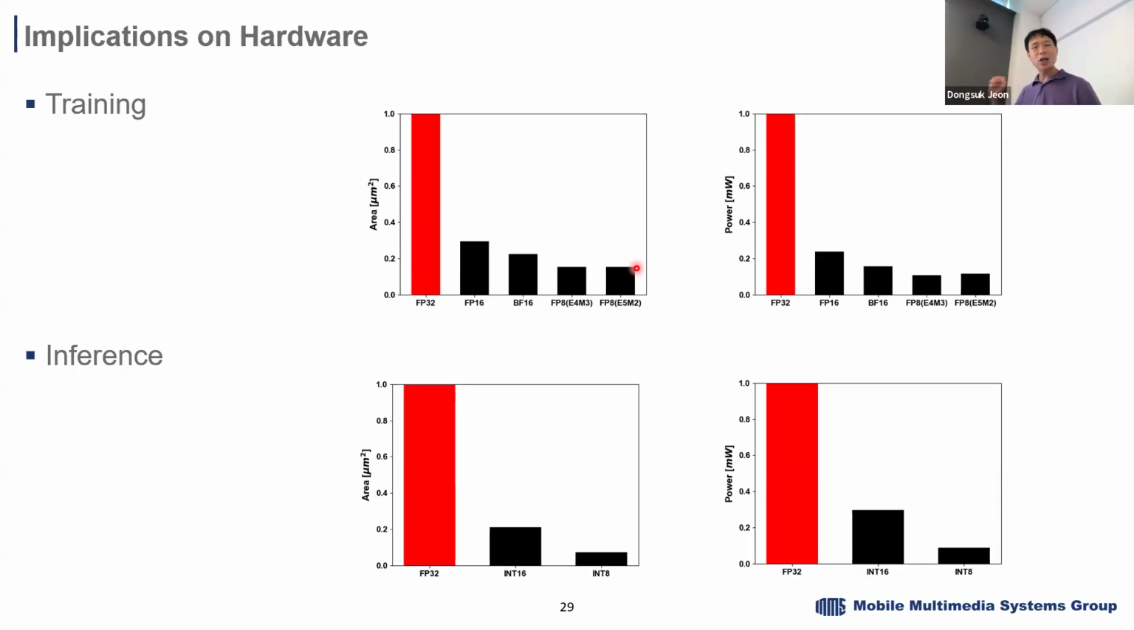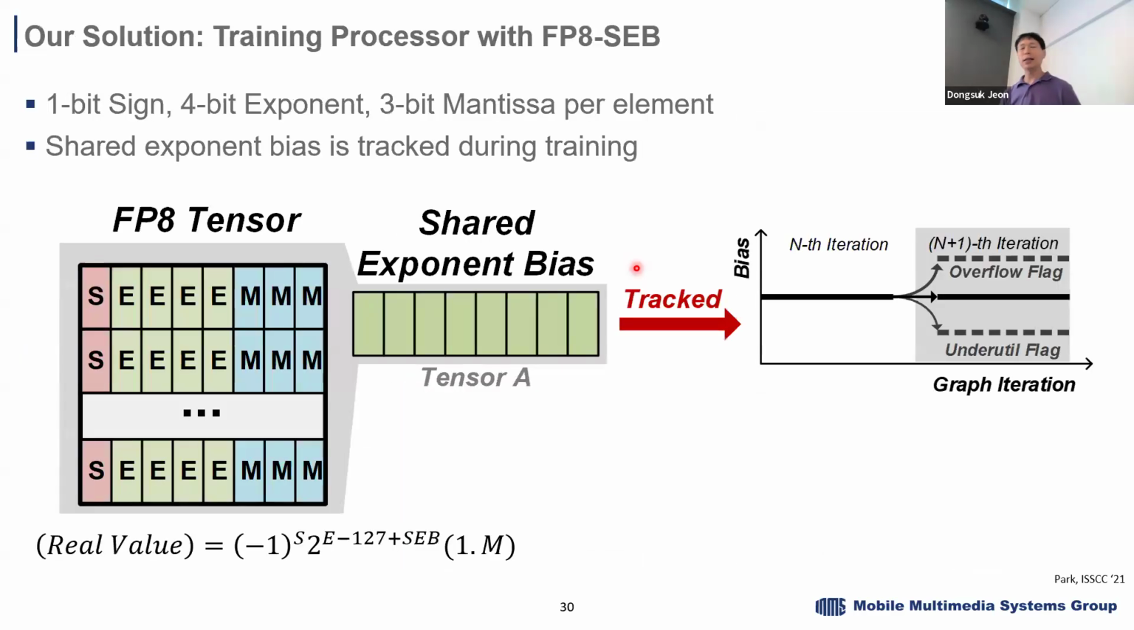So somehow, if we can successfully reduce the precision for neural network training, then that means we can make our training processor much more efficient and much cheaper than before. So that was the motivation of our work.